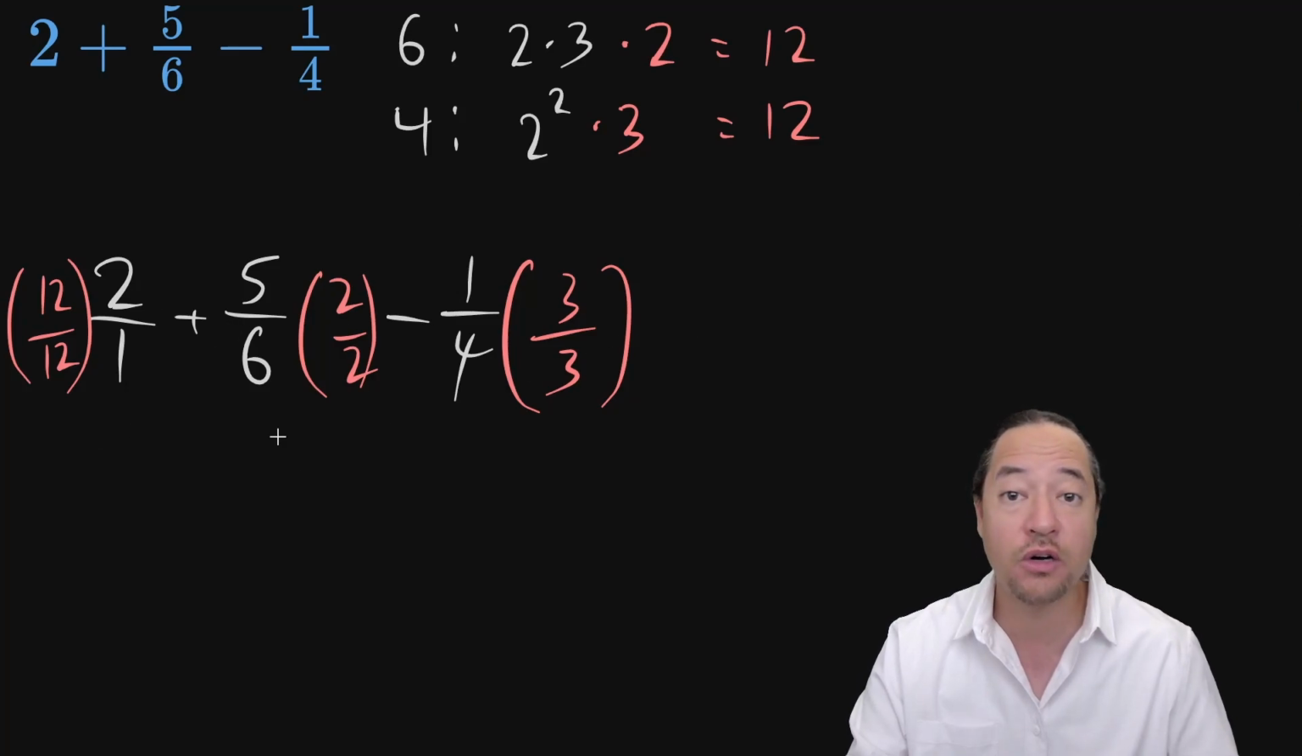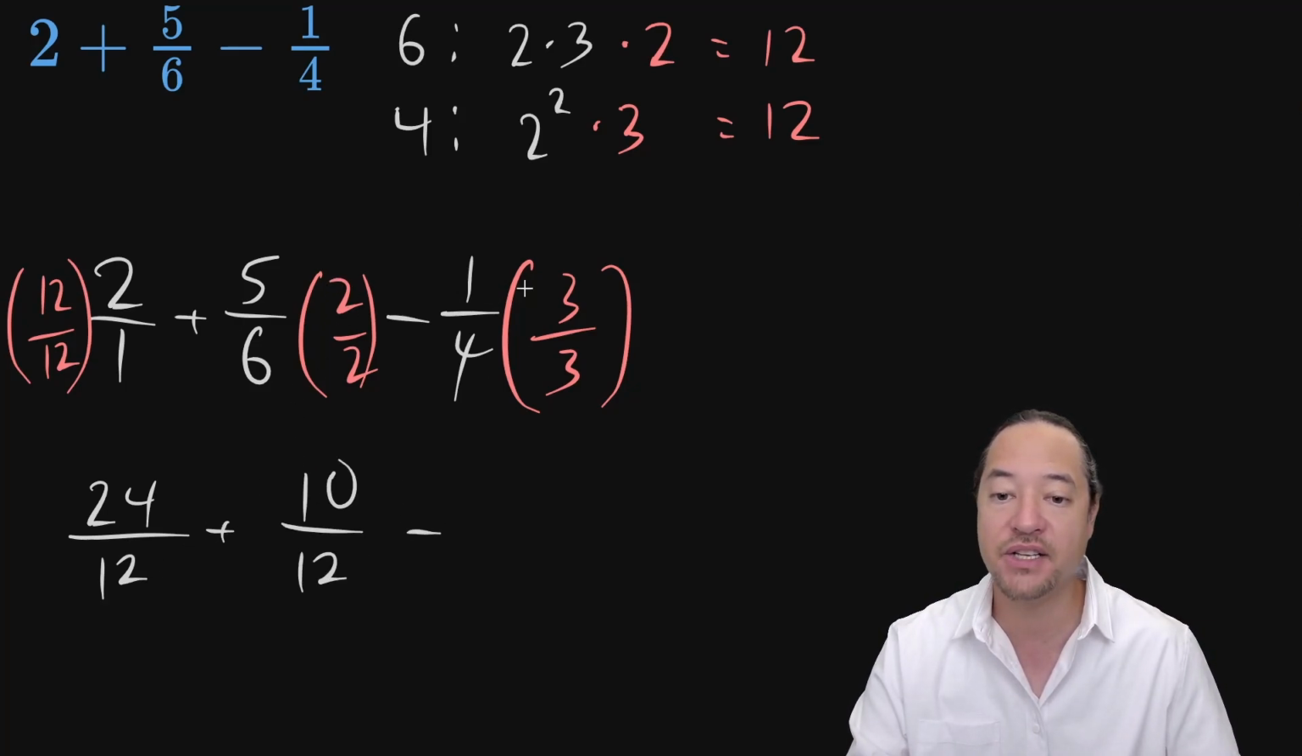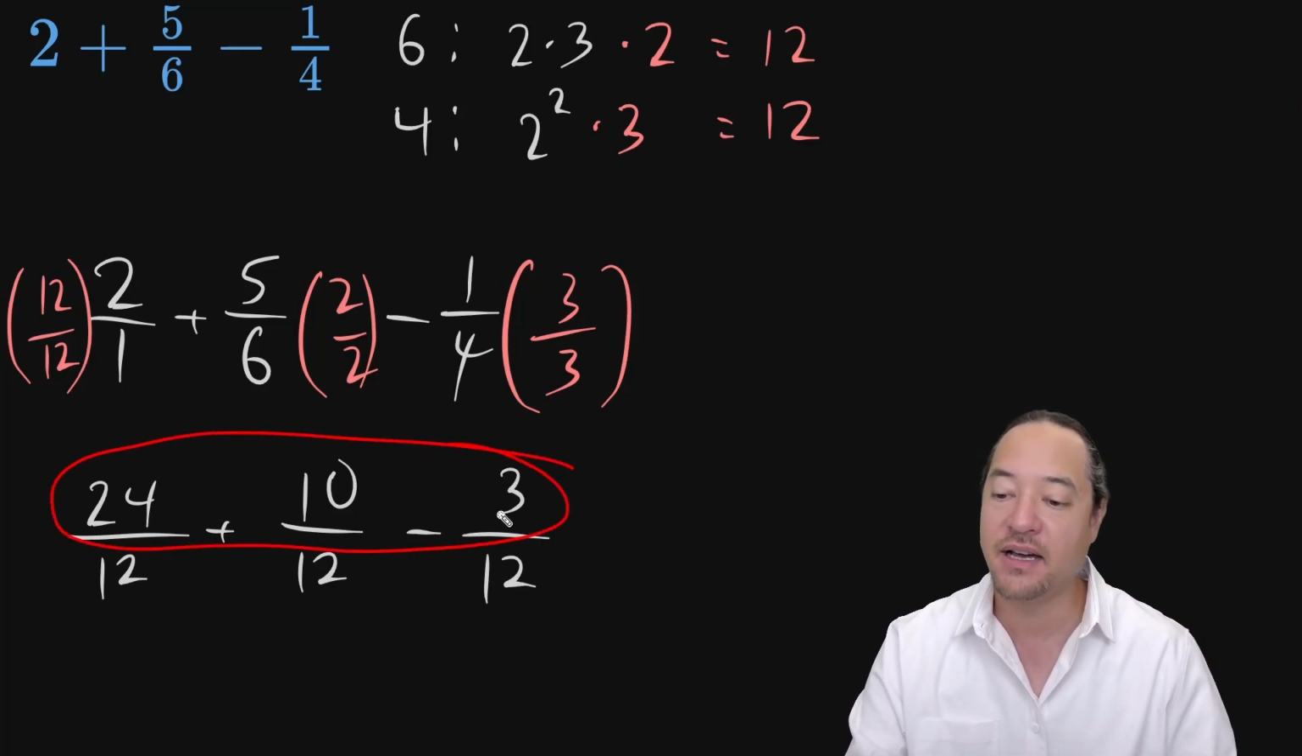Okay, so let's do all the multiplication here. 12 times 2 is going to be 24 over 12. Here we have 5 times 2, that's 10 over 12. And here minus 1 times 3 is 3 over 12. And so now we just have to evaluate the numerator, right?